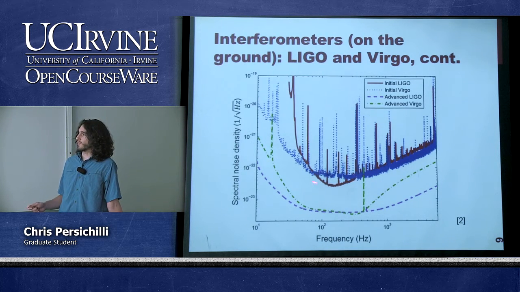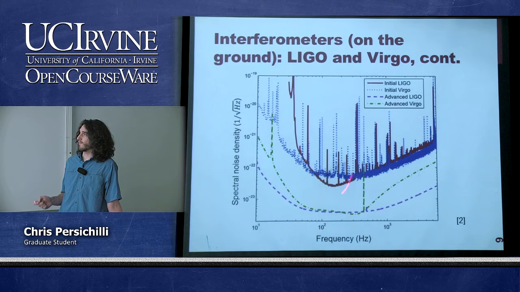So we can see what I was talking about before. LIGO has a lower noise, the lowest peak noise, which means it has a better peak sensitivity. But it blows up above around 40 hertz, whereas Virgo was much more sensitive down to around 10 hertz.